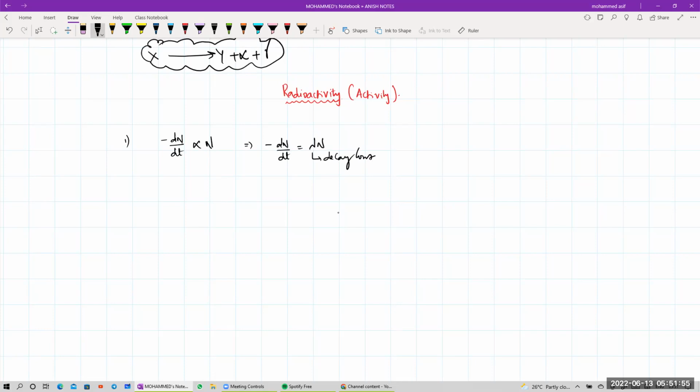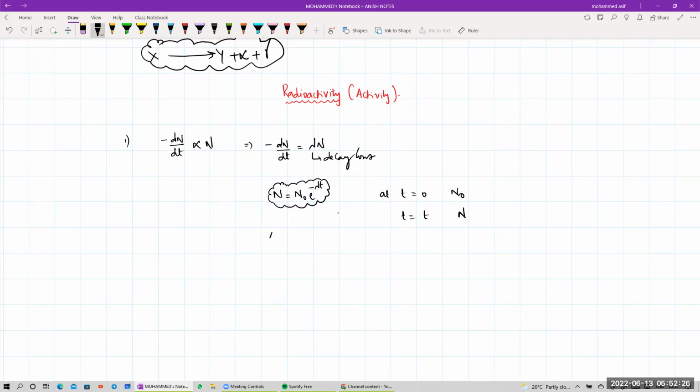Simplifying it, we get one formula: N equals N naught exponential to the power of minus lambda t. This is the basic, first formula which you need to remember. Where N naught is the number of nuclei at t equals 0. At t equals 0, the number of nuclei present is represented by N naught. At some time t, the number of nuclei present in the sample is represented by N.